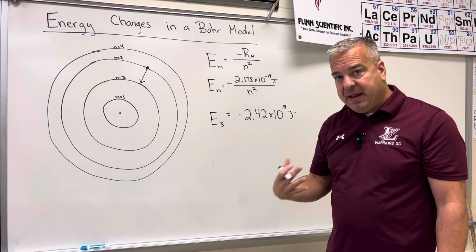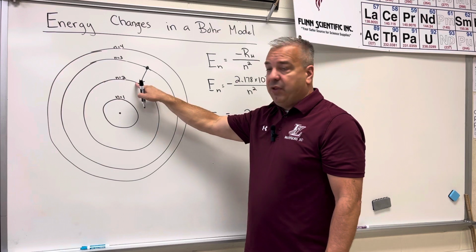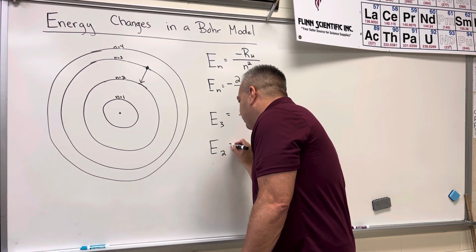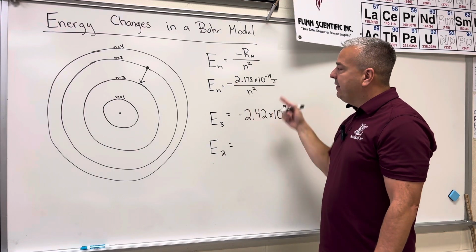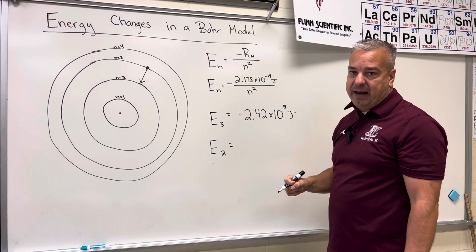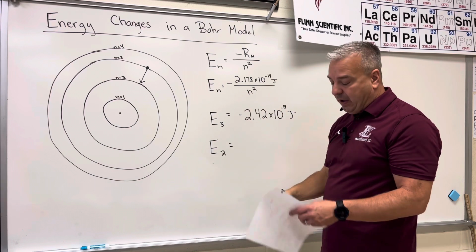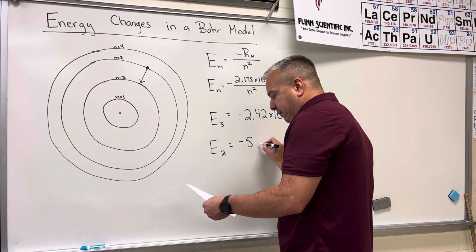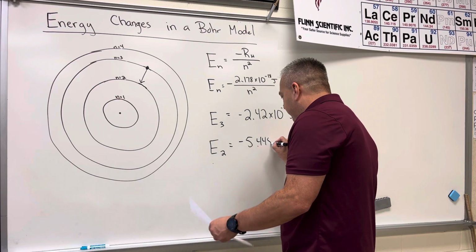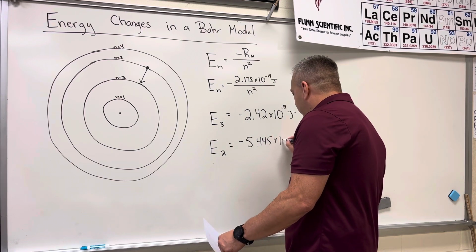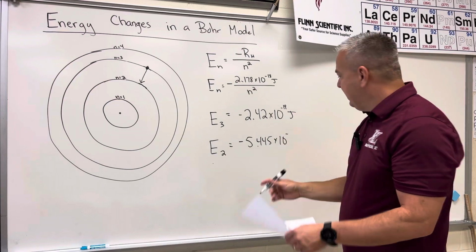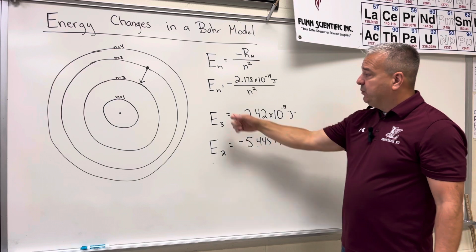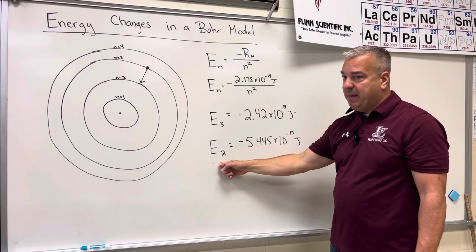And then we're just going to repeat that process for the n equals 2 ring. What is the energy when it's at the 2 level? So I take this negative 2.178 times 10 to the negative 18, and this time I'm going to divide by 2 squared. And when I get that, I get negative 5.445 times 10 to the negative 19 joules. So this is where I'm starting, and this is where I'm ending up.